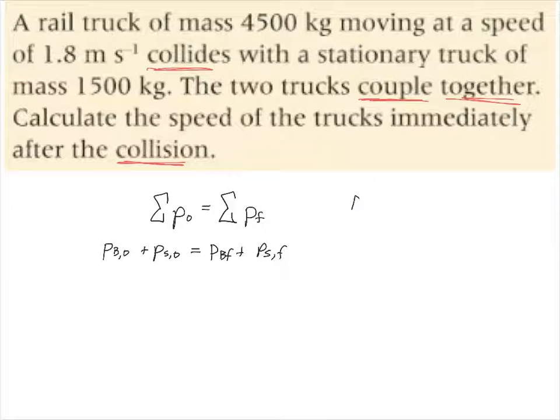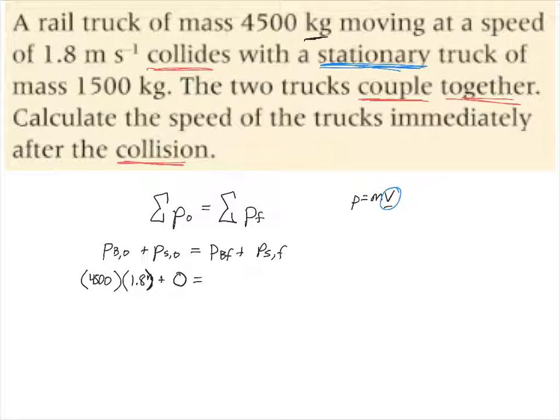So we know that momentum is the mass times the velocity. So the momentum of the big truck initial will be its mass, which is 4,500 kilograms, and it is in SI units, so I can leave it the way it is, times its velocity, which is 1.8 meters per second, which is also SI. Then we'll go plus the momentum of the small truck. We recognize that the small truck was stationary. Because the small truck was stationary, it's going to have zero velocity, and zero velocity means zero momentum. So I'm going to go ahead and put in a zero momentum there.